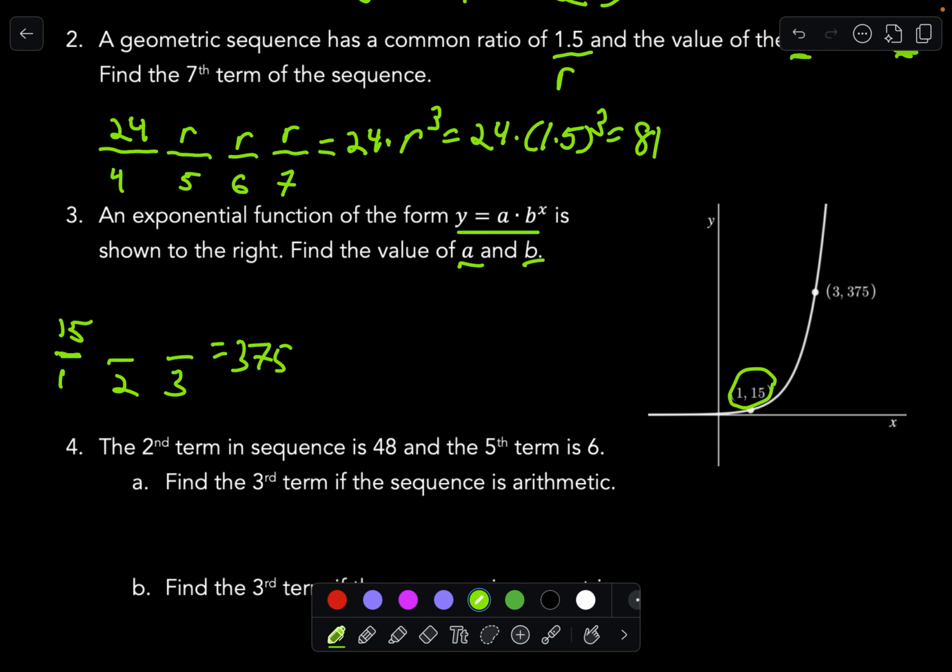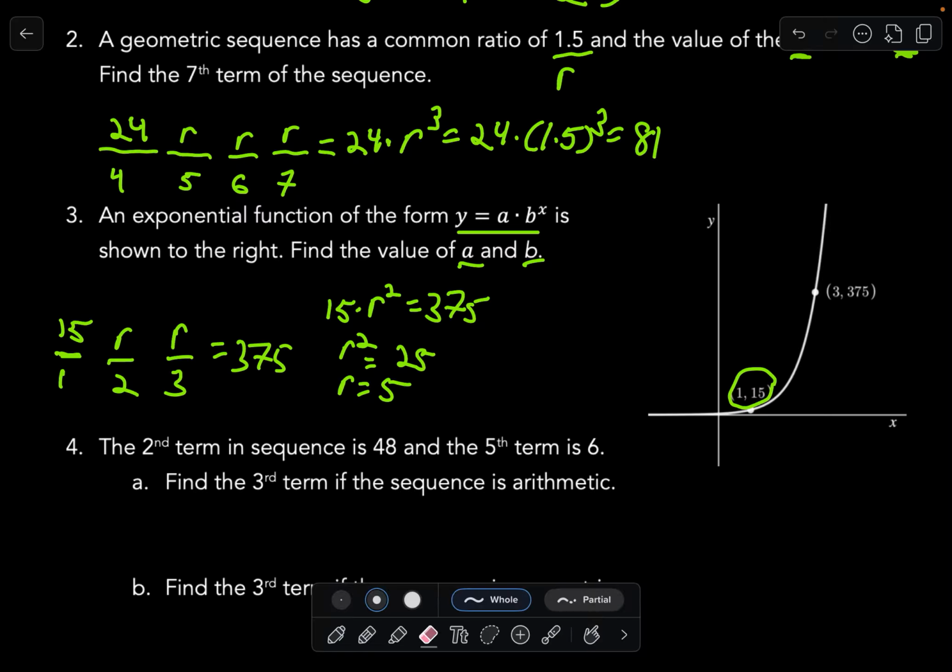So we take 15 and multiply it by r and r. So we got 15 times r squared equals 375. Divide by 15, you get r squared. I believe 375 divided by 15 is 25. So r is the square root of 25, which is 5. So now we have r, which is the base. So we have b.